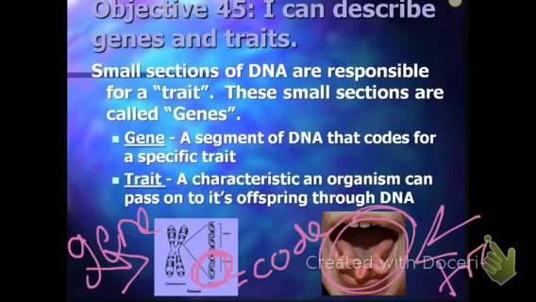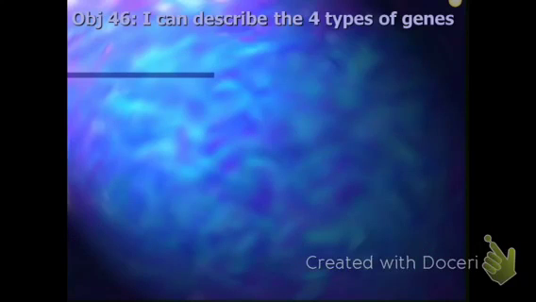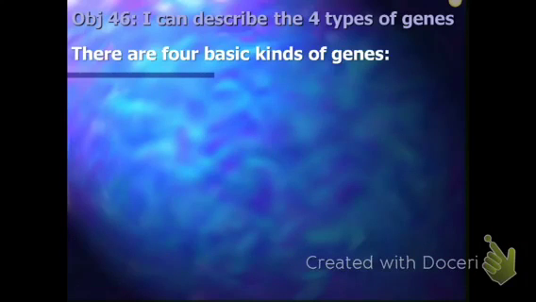This is the trait. Okay? Hopefully that makes sense. A gene is a segment of DNA. The trait is a characteristic an organism can pass. Okay? There are four types of genes.